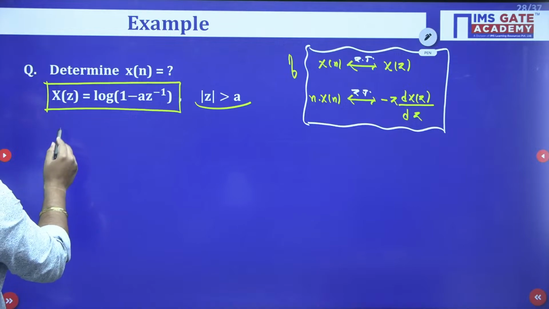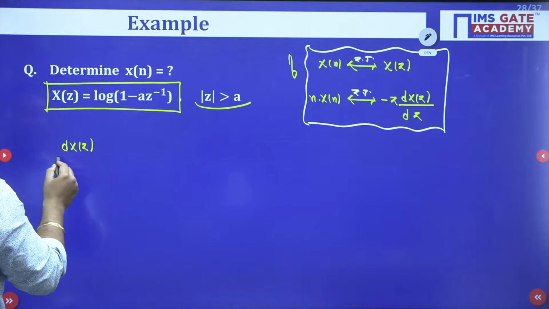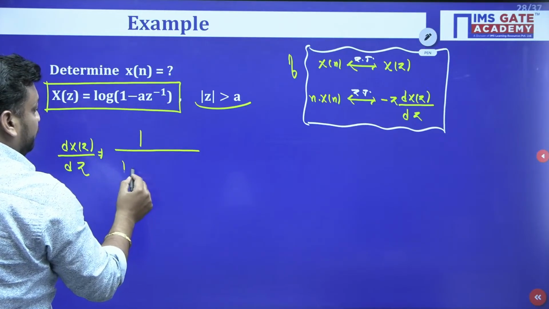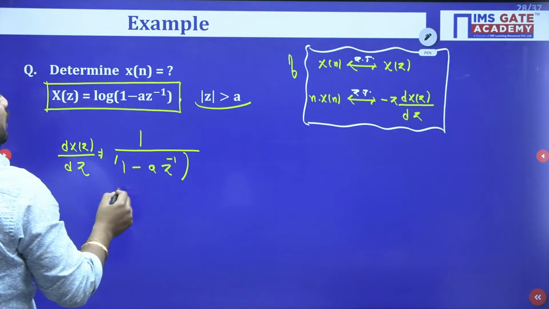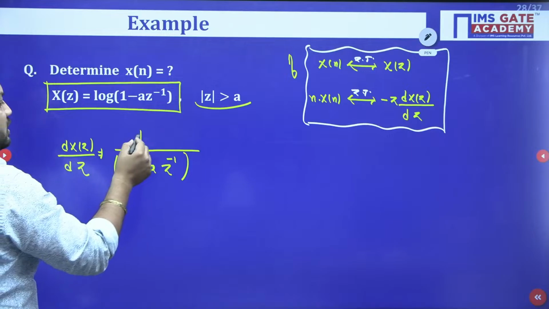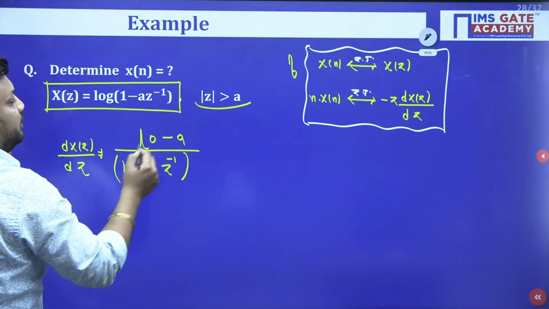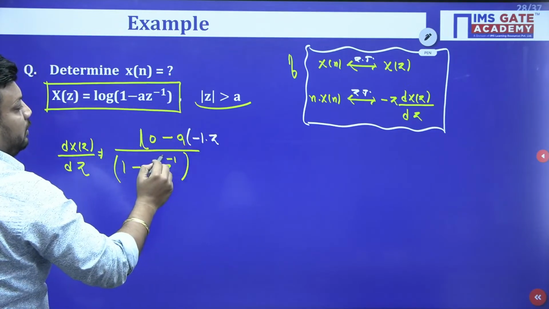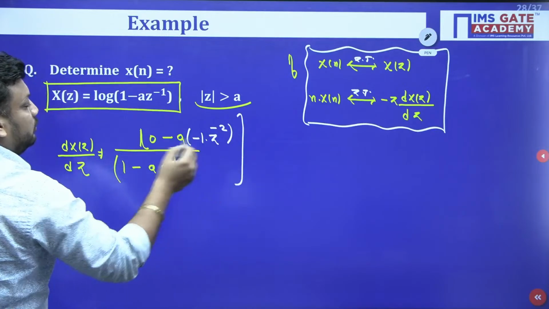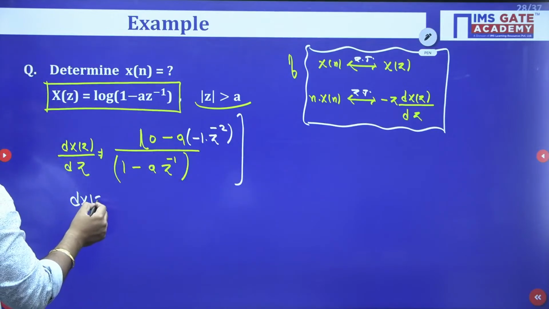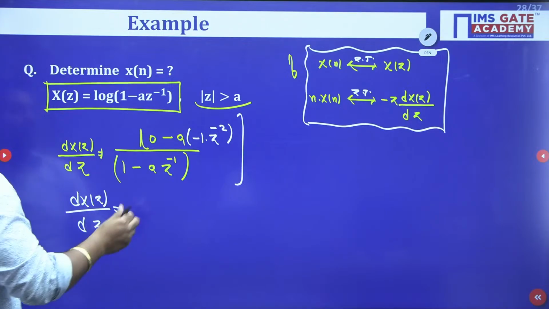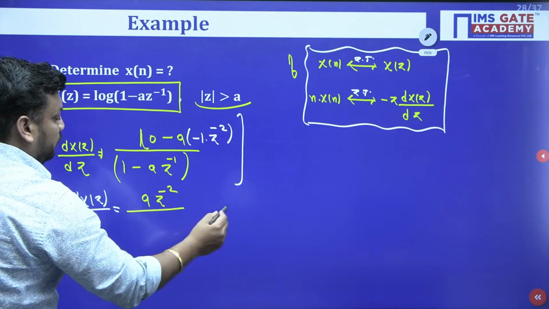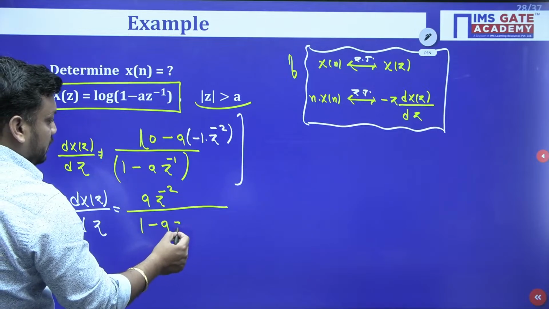If I apply the property here, this is X(z) already. If I write dX(z) upon dz, what do I get? By log differentiation I get 1 upon 1 minus a z inverse, and then differentiating with respect to z gives 0 minus a, and z differentiation gives minus 1 into z to the power minus 2. Ultimately dX(z) upon dz becomes, minus minus plus, a z to the power minus 2 upon 1 minus a z to the power minus 1.